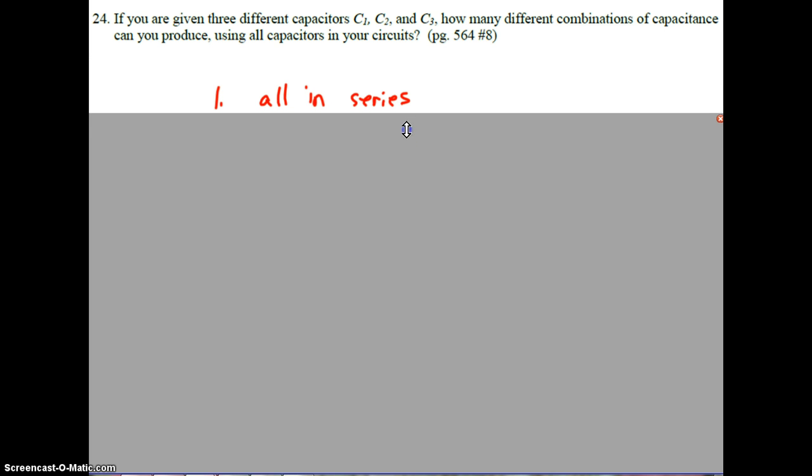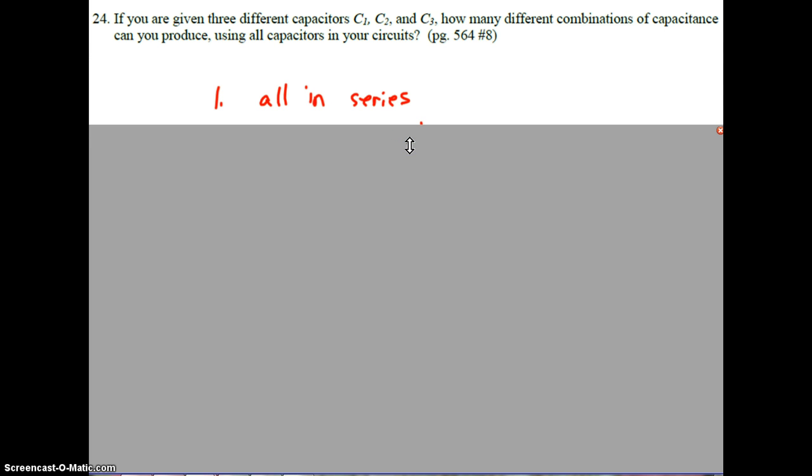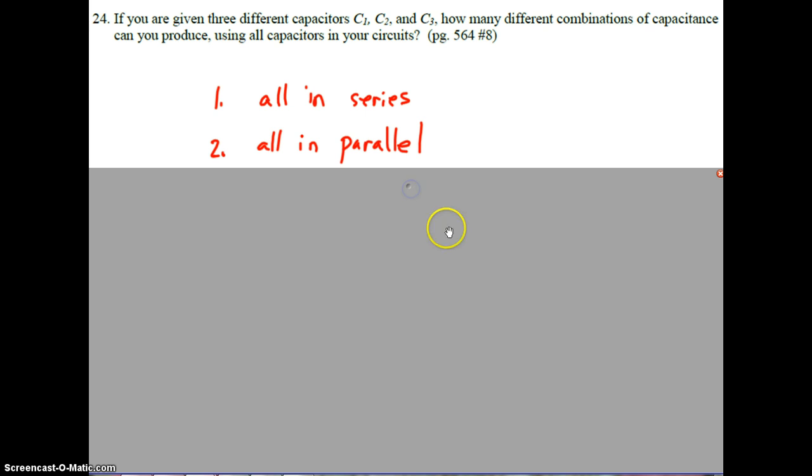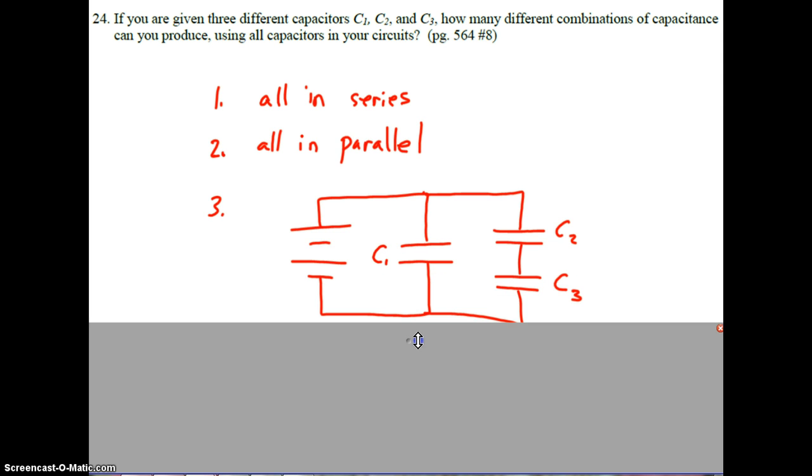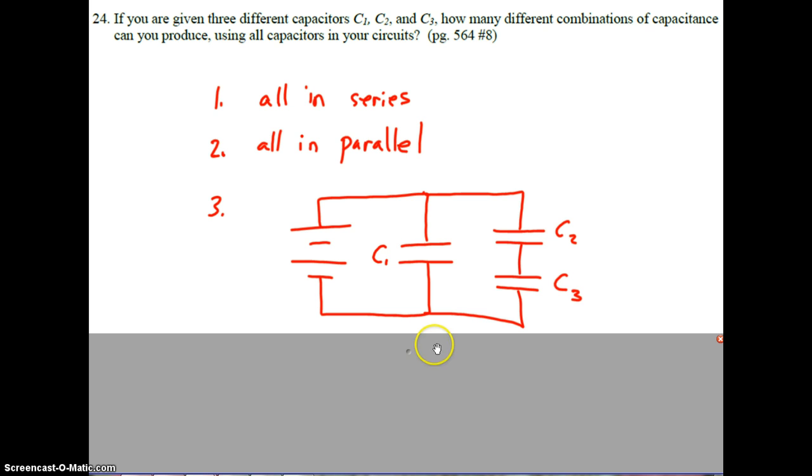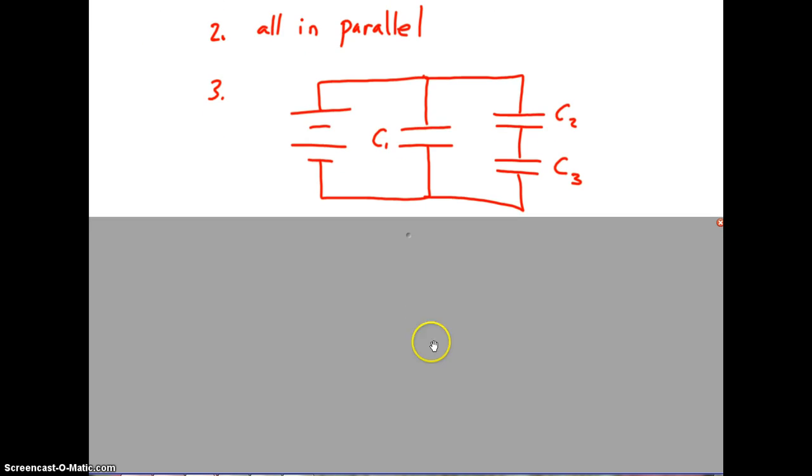Let's take a look. The first combination would be if all three were in series, and it doesn't matter the order that they would be in. The second combination would be all of them in parallel with each other. Again, doesn't matter in which order. For combination 3, I have C2 and C3 in series with each other, which is in parallel with C1.